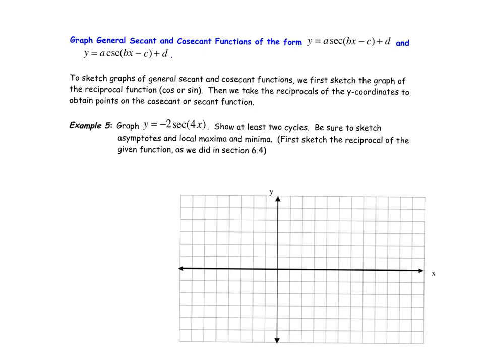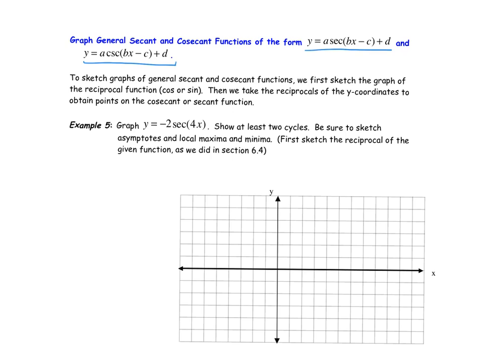In note 6.5, day 2, examples 5 and 6, we're going to be graphing general secant and cosecant functions. So something of the form y equals a times the secant of the quantity bx minus c plus d, or the corresponding form for cosecant. When you're graphing secant and cosecant, it's easiest to first graph the reciprocal function. So for secant, we'll graph the corresponding cosine function, and for cosecant, we'll graph the corresponding sine function.